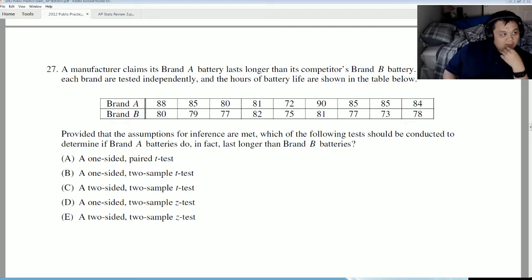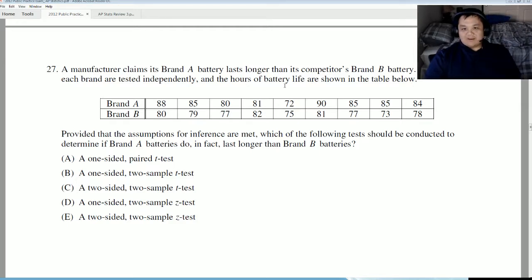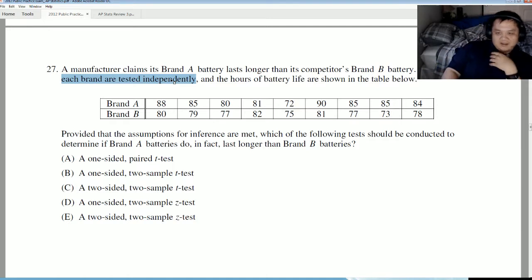Wait, oh, can it be paired? No, you're correct. It's B. It's not paired, because the batteries are tested independently. Say it right here: nine batteries each are tested independently. Once you say tested independently, it's not paired. Okay, then what is an example of a paired t-test?